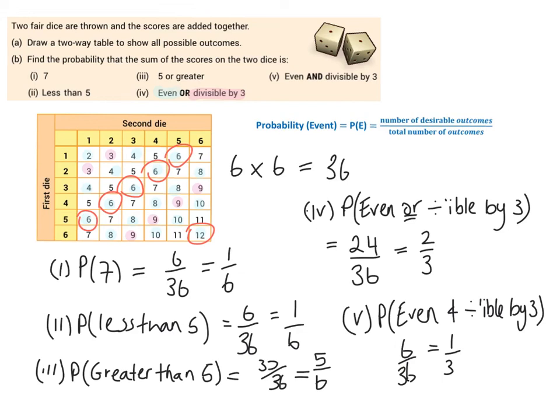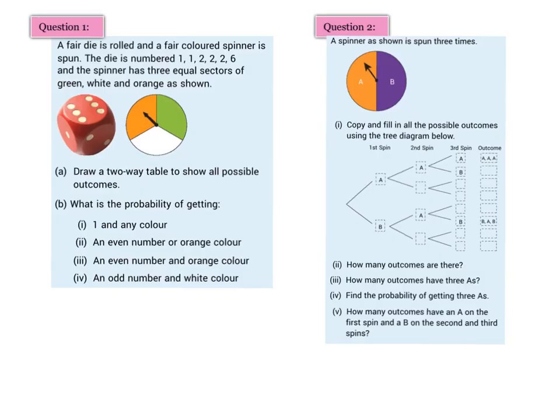Parts 4 and 5 of this question require a little bit of thinking. And we're going to look now into the and or rule. And what does that mean when we're talking about probability? See how you go with these questions now and complete them as a task.